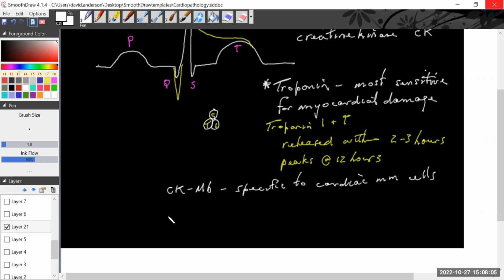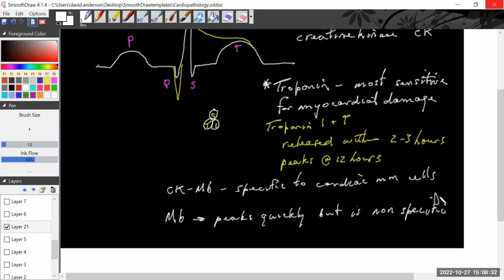And then finally, we can look at myoglobin. So myoglobin, it peaks very quickly, but is described as being non-specific. So in other words, any kind of muscle damage will show elevated levels of both of these two.